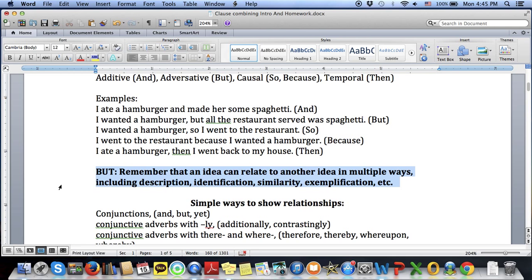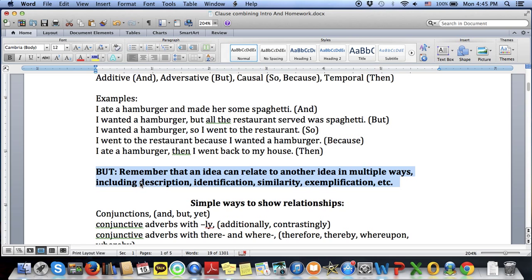But, and again, but. This is our adversative but, saying that we have something that goes against all this right here. And what I wanted to say is, please remember that an idea can relate to another idea in multiple ways. So these are common, but they're not the only ones.